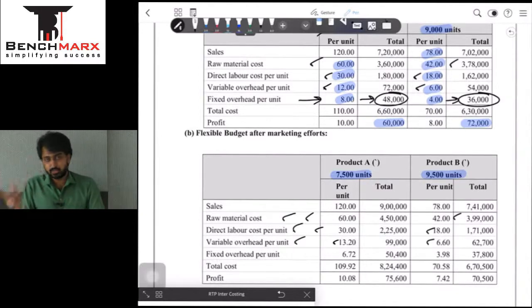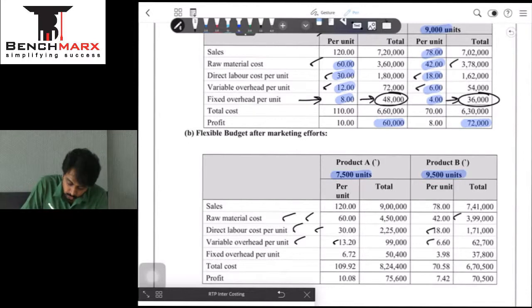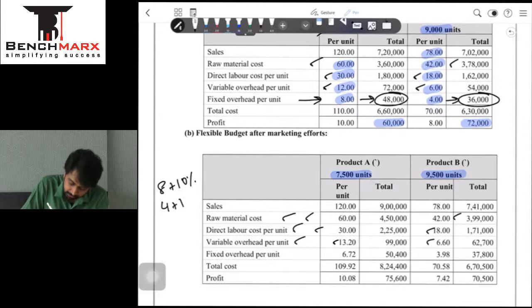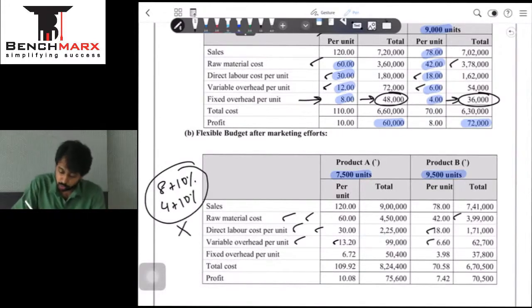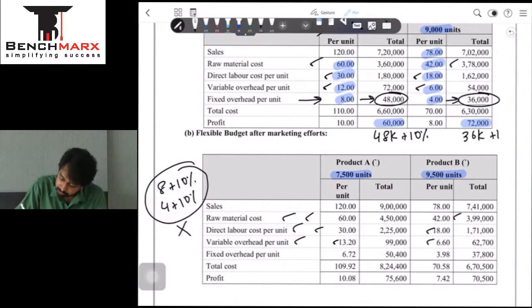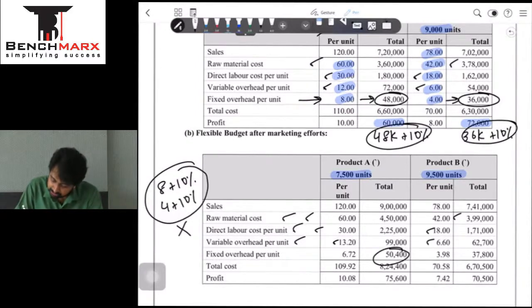Now what I was trying to say, do not apply 10% directly on 8. So do not do 8 plus 10% and do not also do 4 plus 10%. This is a wrong approach. As I said, जो भी तुमको total overheads मिलेगा, in this case 48k and in this case 36k, I am saying तुम इस number में plus 10% करो and इस number में plus 10% करो, and this is how you get the figure of 50.4 and 37.8.